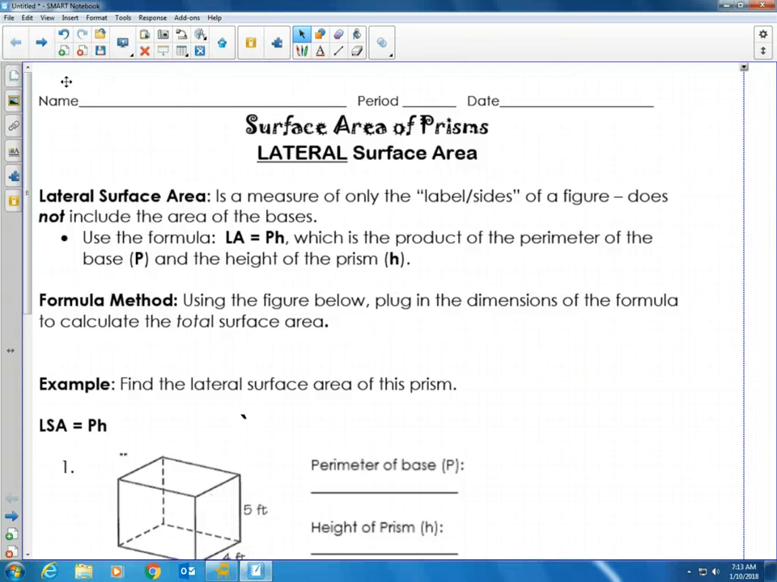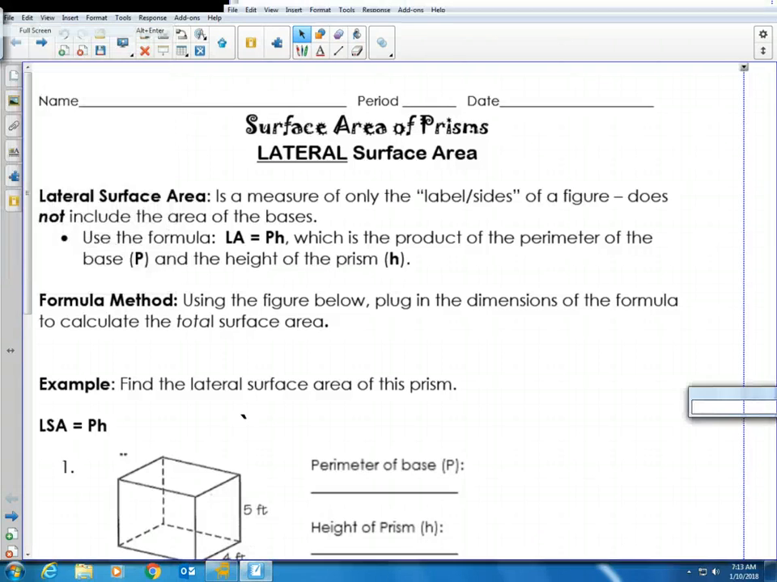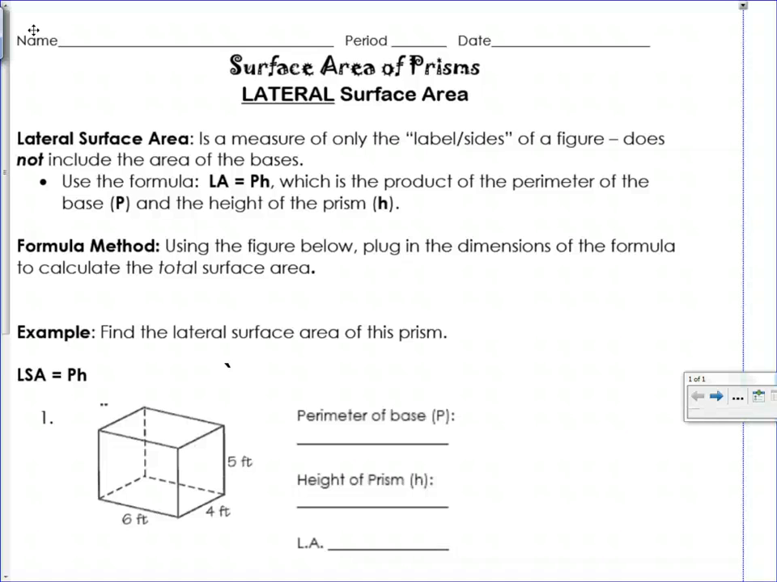Okay guys, today we are starting surface area. We are done with linear functions, so we are moving on to our next unit.